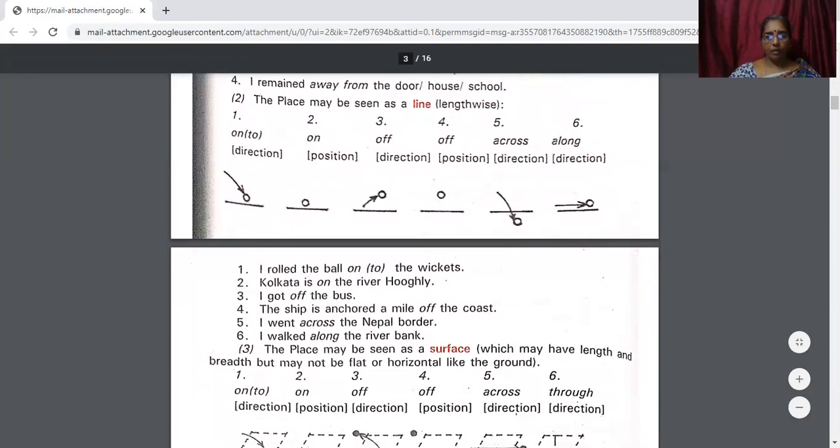Kolkata is on the river Hooghly. Position. Here it tells the position. I got off the bus. Direction. The ship is anchored a mile off the coast. Position there. It tells the position there. I went across the Nepal border. The direction there again. I walked along the river bank. See, when you see the thing, how it is moving along with the line, along the river bank.